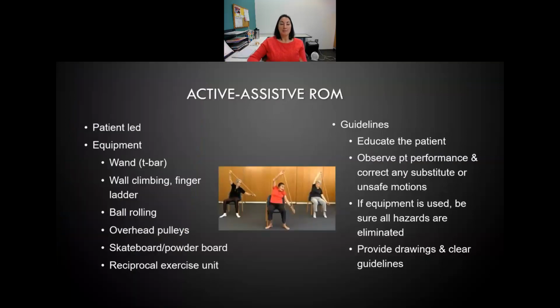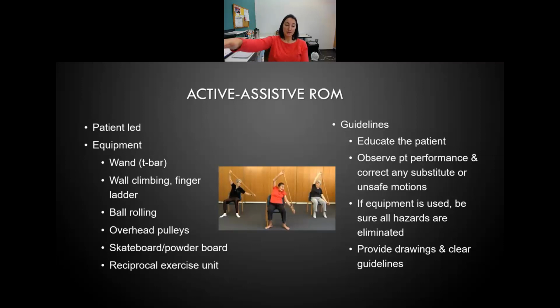With active assistive range of motion, similar to active, but you typically have either a therapist or the patient's own arm or a device to help you go a little bit further. It's patient-led. You could use a wand or TheraBar. You could use wall climbing with your fingers, ball rolling up and down. You could use some pulleys, which are questionable in certain circumstances because they could cause some impingement. A skateboard or a powder board, reciprocal exercise unit. There's a lot of devices you could use for active assistive range of motion.